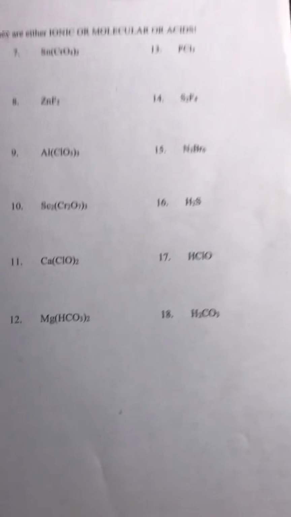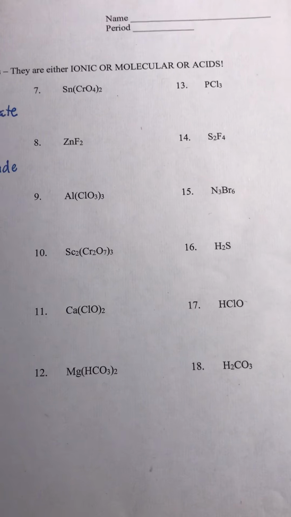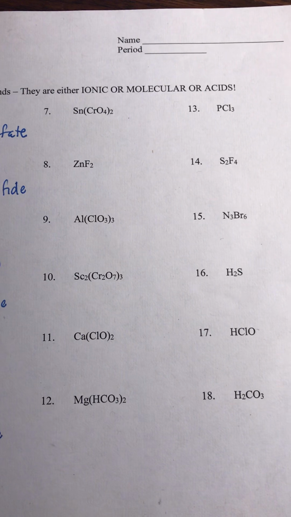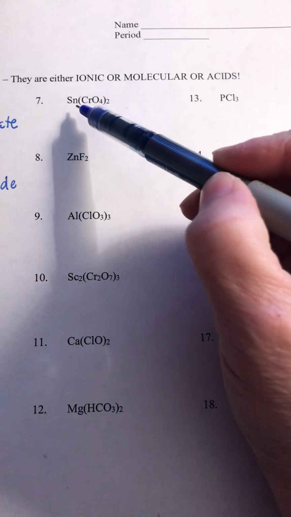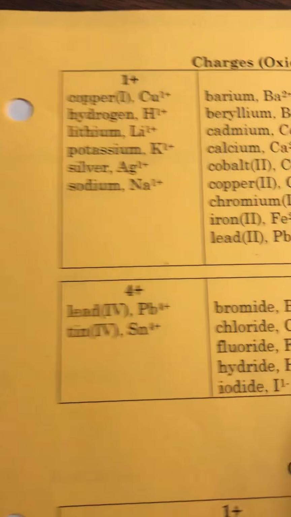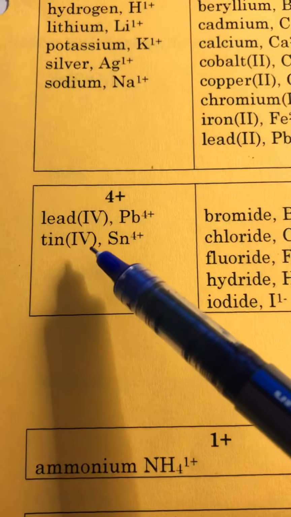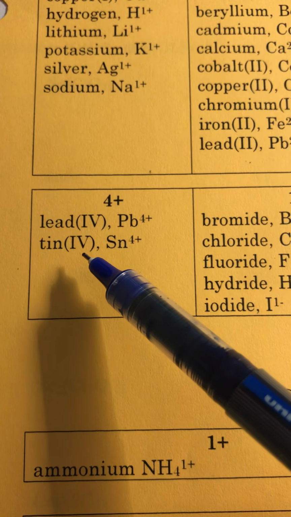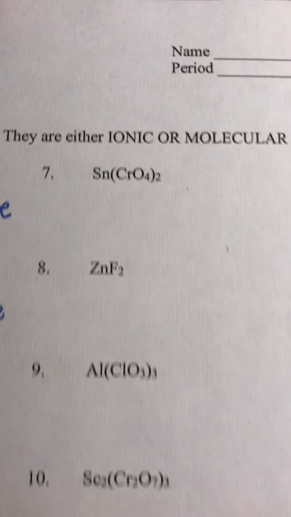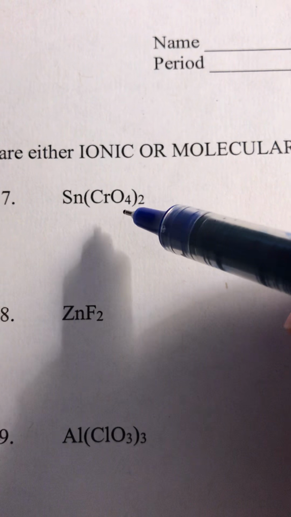All right. Do you see any other ones that have a metal that can be more than one charge? All right, you should see this one right here, tin. Okay, look at our sheet here. Tin can be a 2. Tin can also be a 4. Okay? So we have to look at our negative ion. This is a chromate ion.